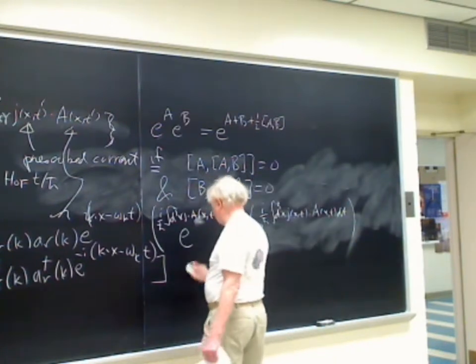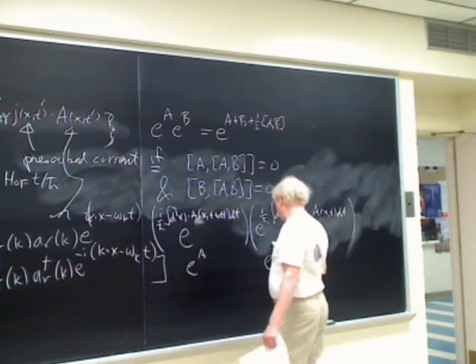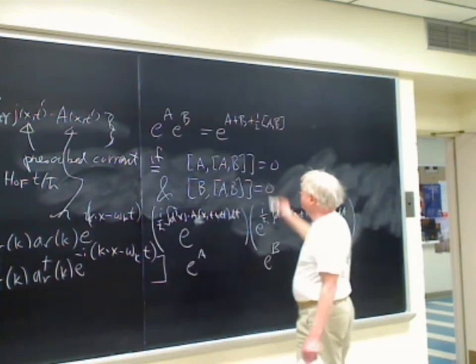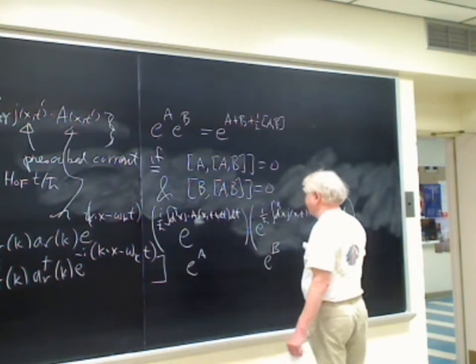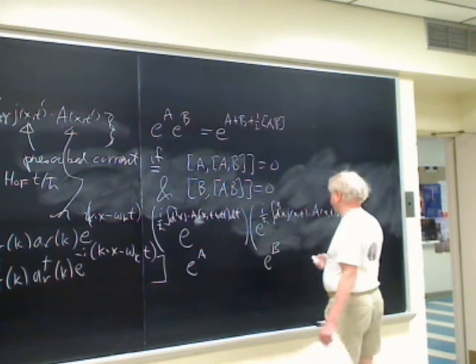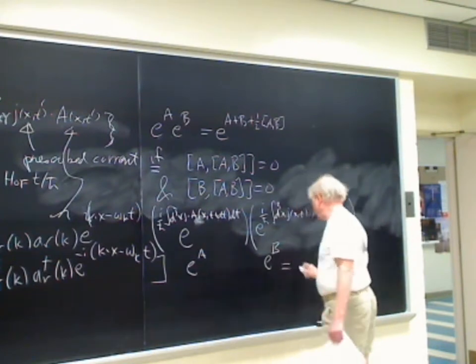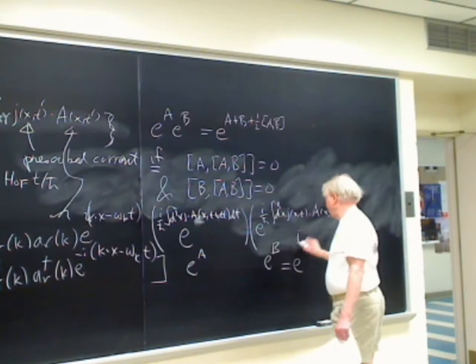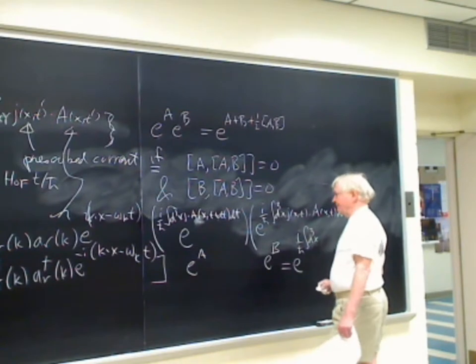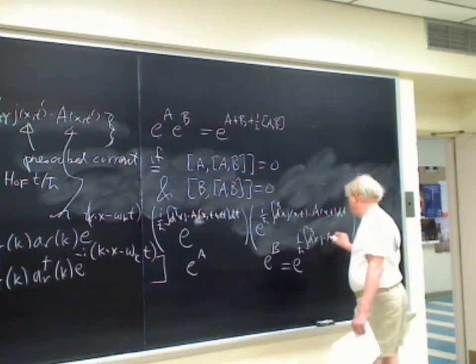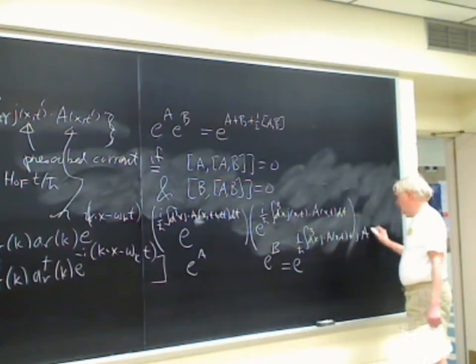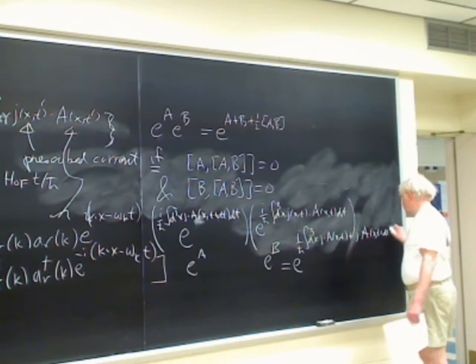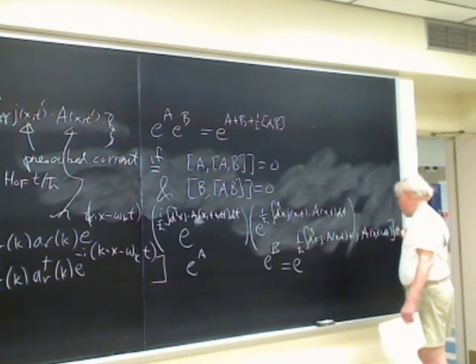So this is the same as that. Okay? This is e to the A, and this is e to the B. The product of them is e to the A plus B plus a half the commutator. So this, in other words, is equal to e to the i over h bar integral d cubed x, and now it's j dot A of x t plus j dot A of x t plus dt, all that times dt.